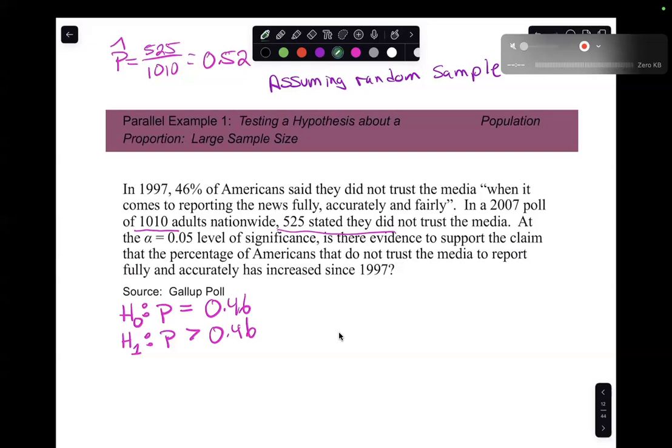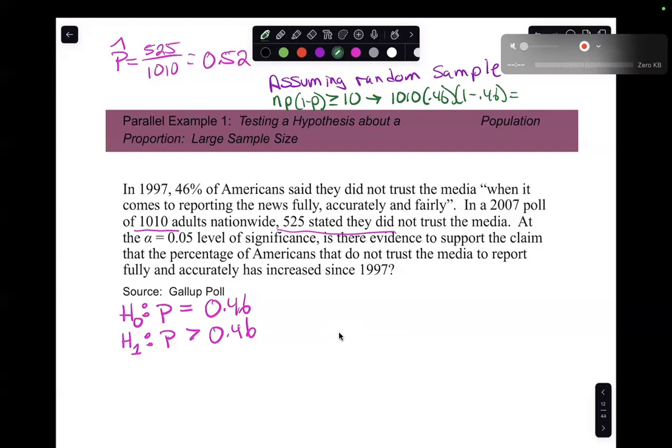So we are assuming simple random sample. Next thing we're going to look at is, is it normal? So we're going to do np times 1 minus p greater than or equal to 10. I'm just writing the formula down here; you don't have to actually show the formula. So n is 1010 times p, which is 0.46, times 1 minus 0.46. Is it greater than or equal to 10? I'm assuming it is. It would be really weird if it wasn't.